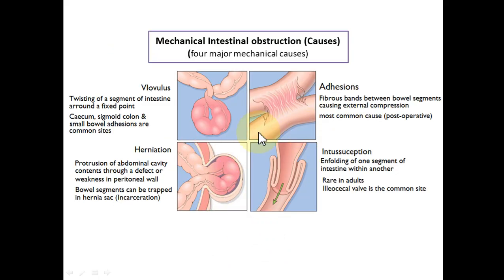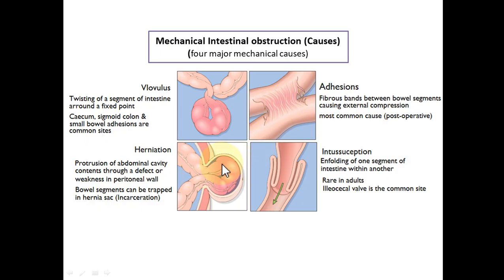So in this slide we can see different types of mechanical obstruction of the intestine. This is a volvulus, which is twisting of a segment of the intestine against a fixed point, and this type of obstruction is more common in the cecum, sigmoid colon, and small bowel. Adhesions are fibrous bands between bowel segments, and they can cause external compression leading to obstruction, and they are most commonly seen postoperatively after abdominal surgeries.